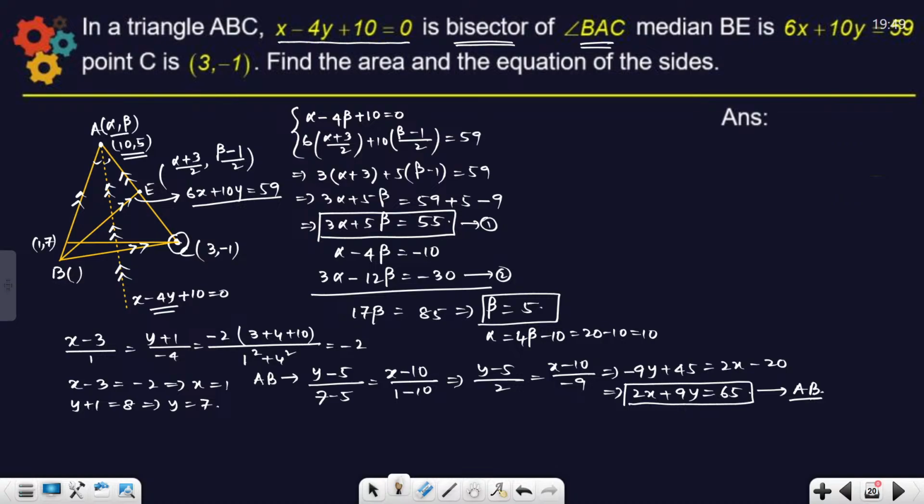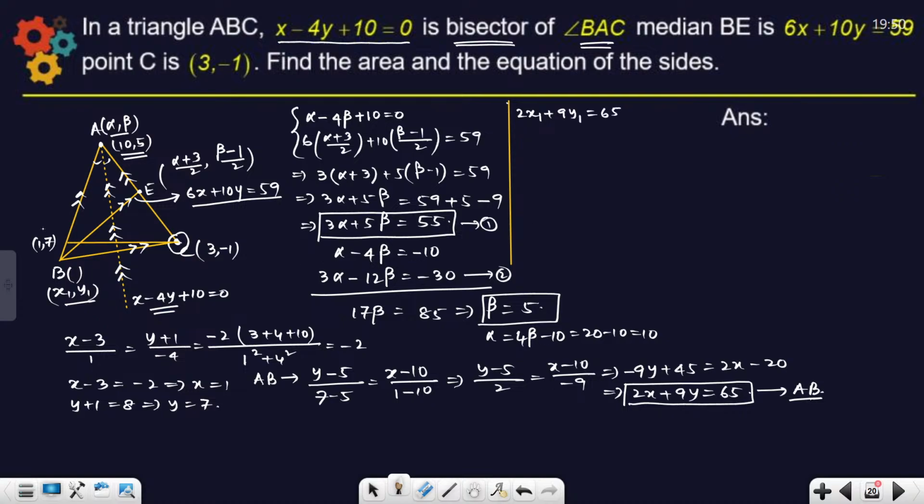right? But how to find out the equation of BC? To find out the equation of BC, I need point B. So let us say this point B is (x1, y1). Now (x1, y1) lies on AB. Hence it must satisfy this equation. Let me write it here. It is going to satisfy equation AB. So it will be 2x1 plus 9y1 is 65.